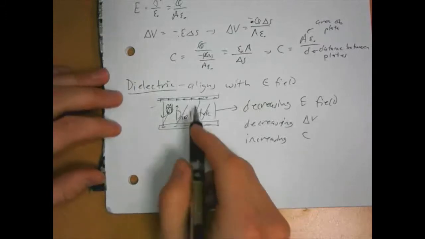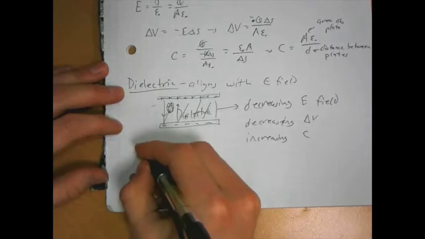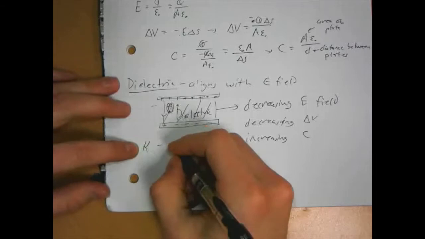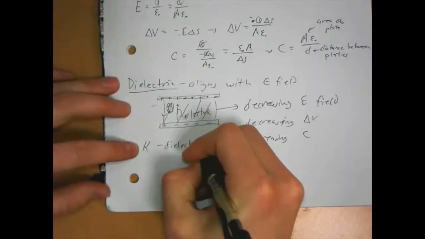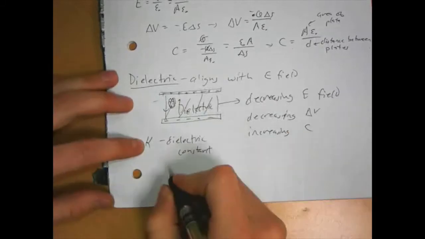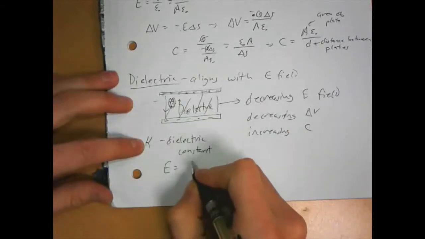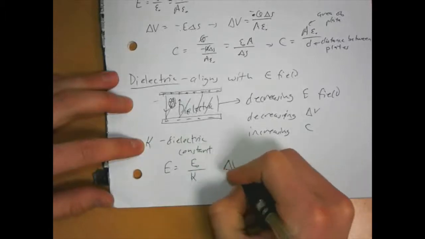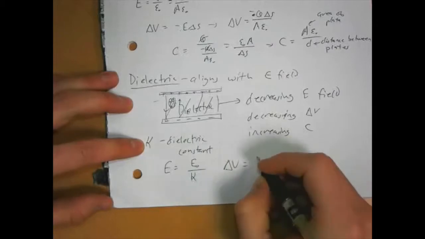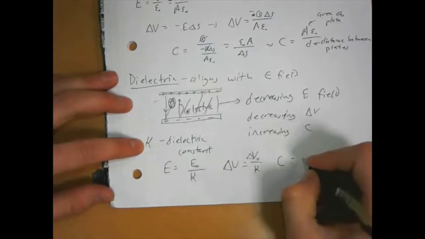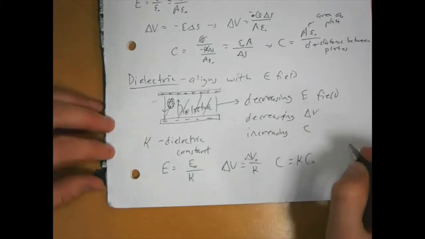And how much a dielectric does that is measured by this. It's the Greek letter kappa, which looks mostly like a K. This is called the dielectric constant, and it's just a measure of the factor by which these things change. The new electric field is the original electric field divided by the dielectric constant. The new potential difference is the original potential difference divided by the dielectric constant. And the new capacitance is the original capacitance times the dielectric constant.